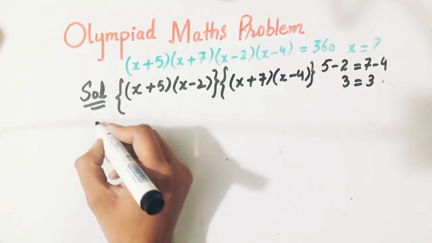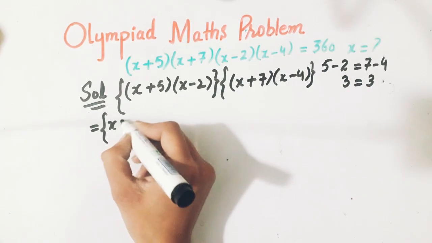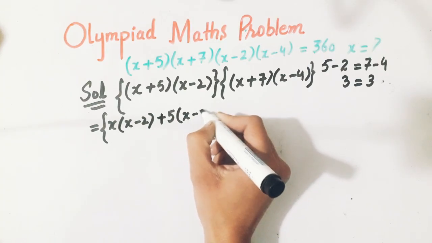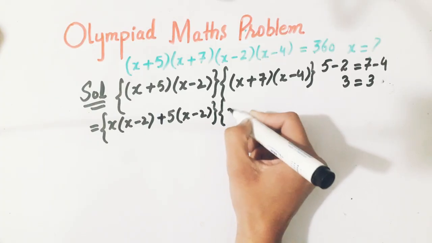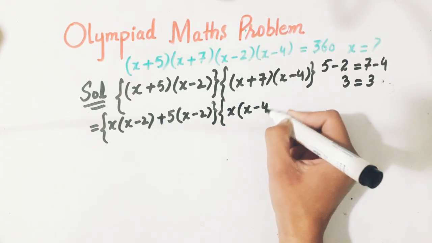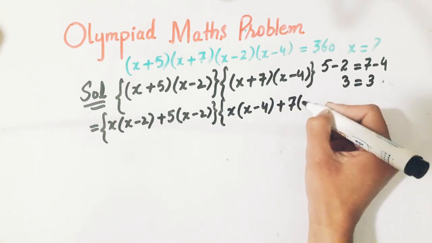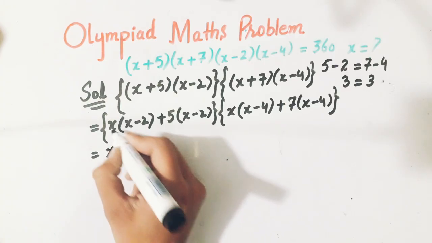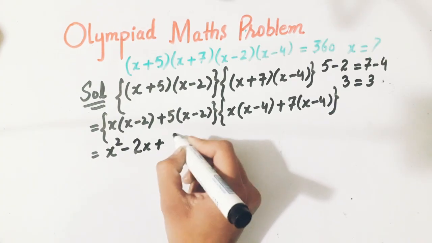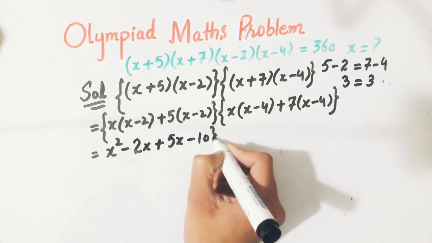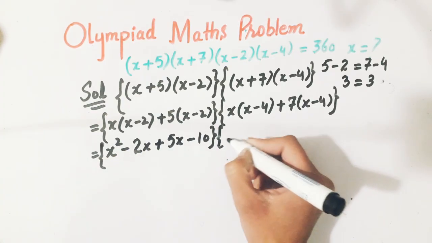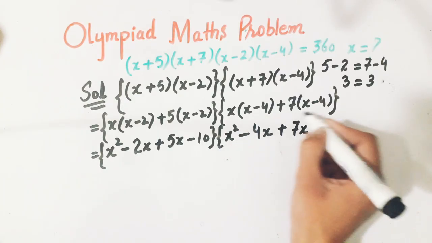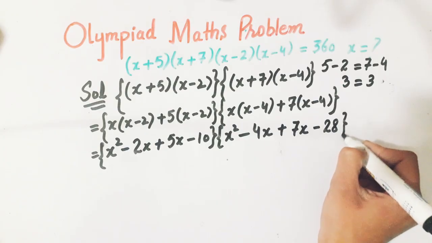Now we will solve this by multiplying x into x minus 2 and plus 5 into x minus 2. Then on this side, x is multiplied by x minus 4 and plus 7 is multiplied by x minus 4. Then x into x will be x square, then minus 2x plus 5x minus 10. On this side we have x square, x into 4 is minus 4x, plus 7 into x is 7x, and minus minus 7 into 4 is 28.